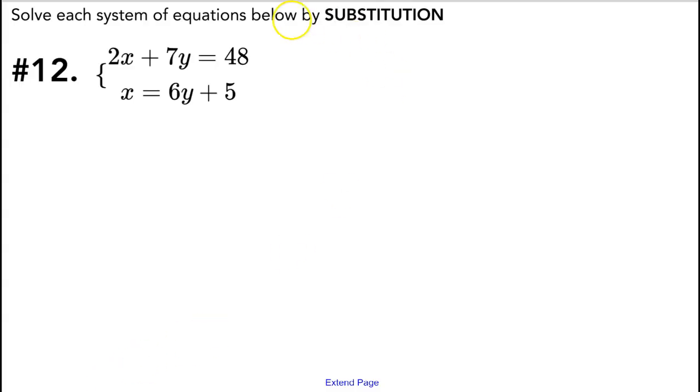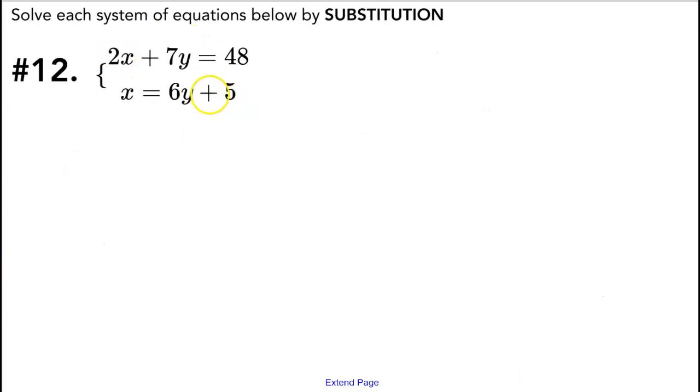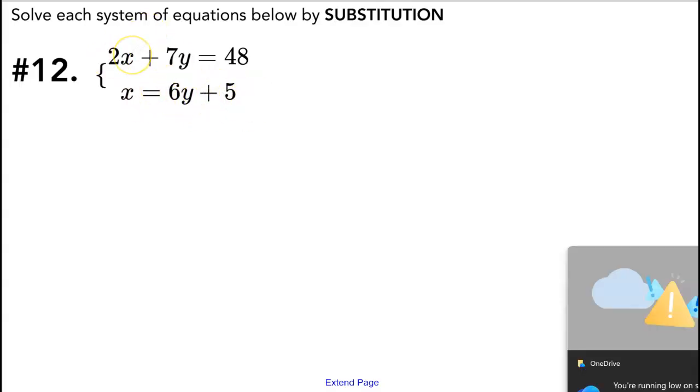Alright, so number 11 was a substitution problem. I'm going to go back real quick. And notice how you have the y equal 5x plus 2, and we plug in for y. Number 12 is a substitution problem too, except here, instead of having y equal, I have x equal. And I'm going to plug this in for x.